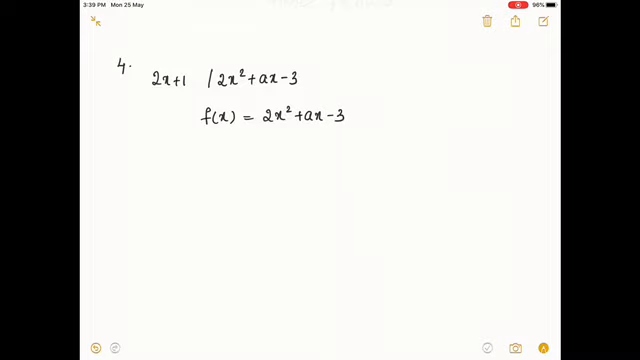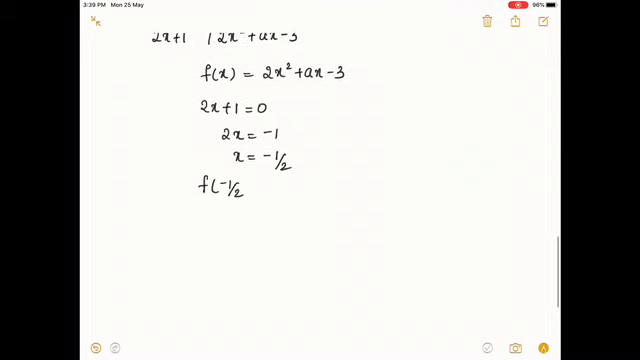Now let me do the fourth question. If 2x plus 1 is a factor of 2x square plus ax minus 3, find the value of a. So if it's a factor, f of x equals 2x square plus ax minus 3. Since it's a factor, the remainder will be 0. So let me take 2x plus 1 equals 0, 2x is equal to minus 1, x equals minus 1 by 2.